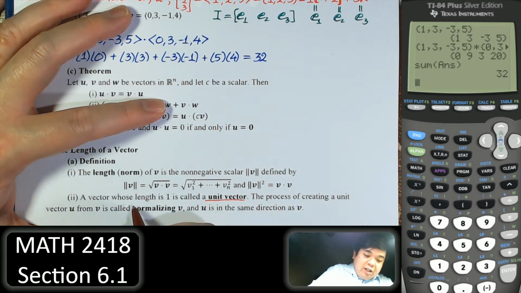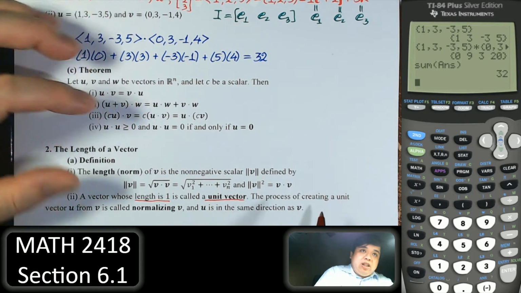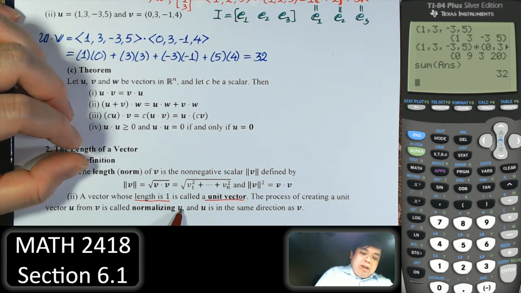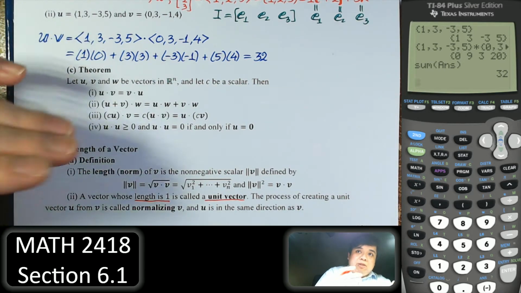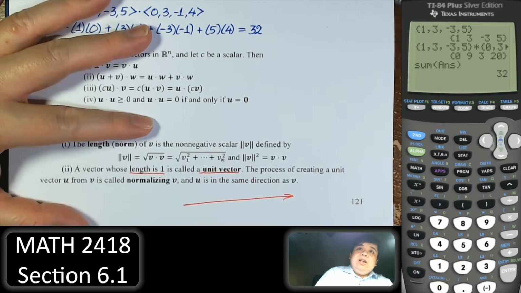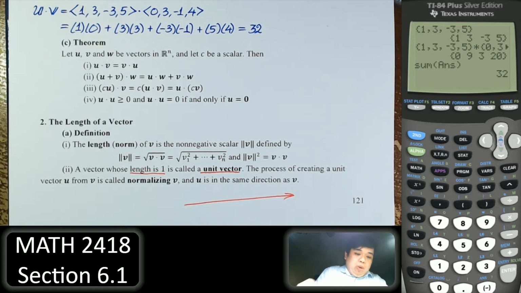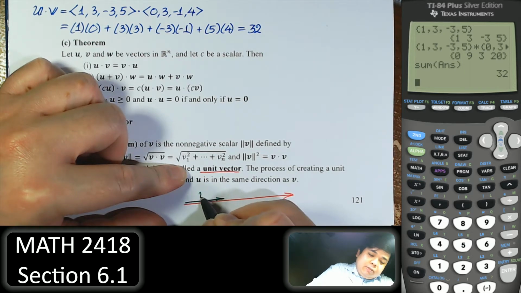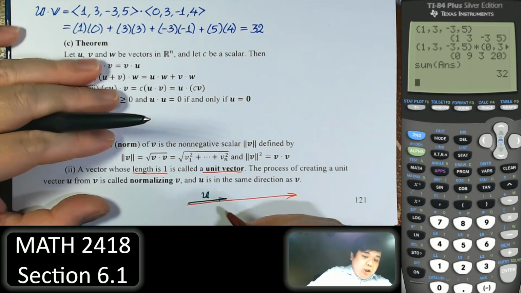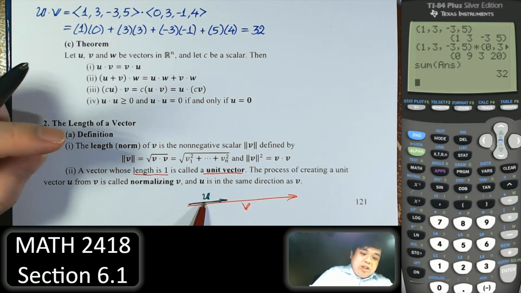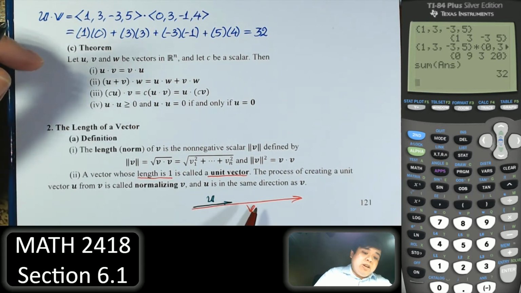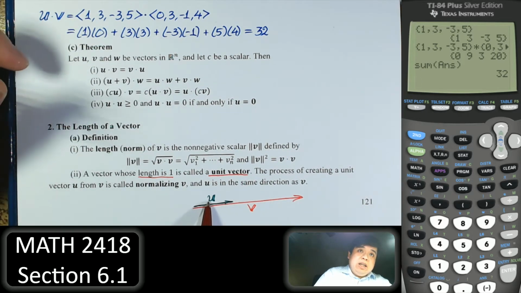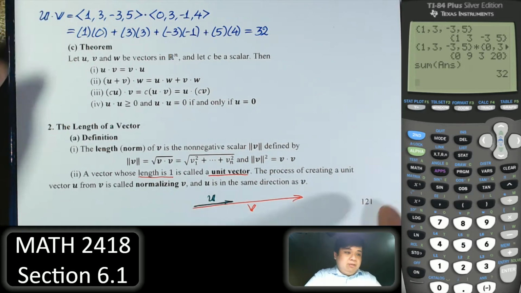A unit vector has length equal to 1, and the process of creating a u from v is called normalizing v, where u is in the same direction as v. So we have a vector in that direction. Now if we scale this down so that the length is equal to 1 and it is still pointing in the same direction, then we call u the unit vector of v. The process of finding the vector u pointing in the same direction as v with length 1 is called normalizing the vector v.